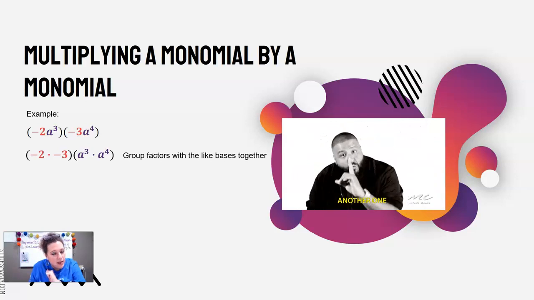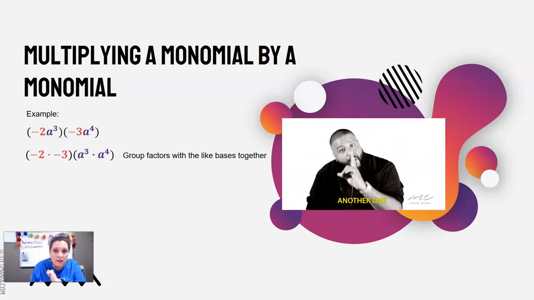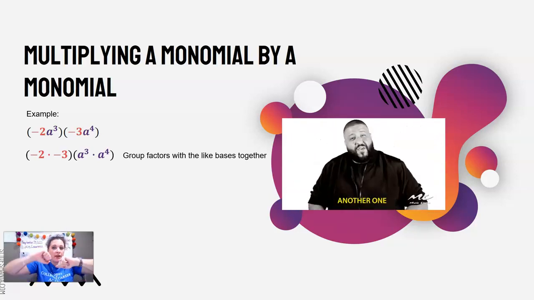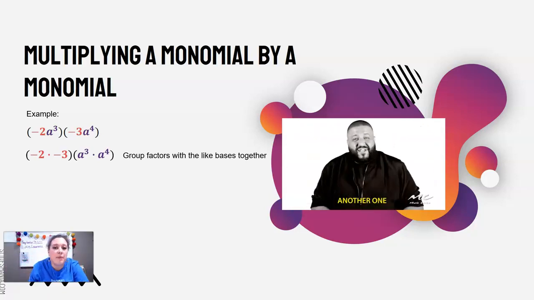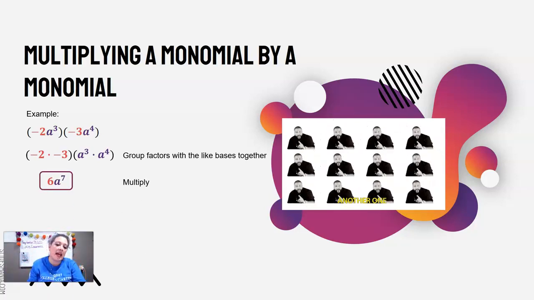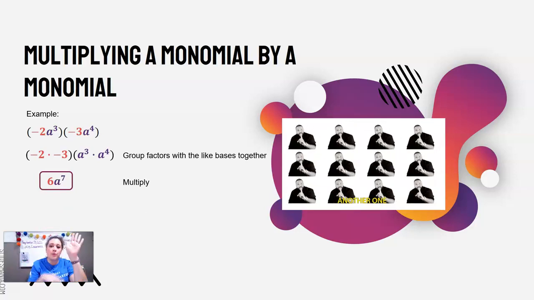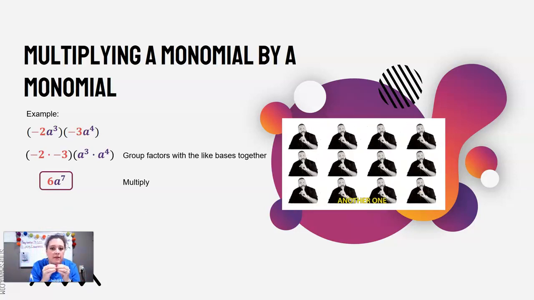So when we do the multiplication, negative 2 times negative 3, remember a negative and a negative is a positive. That becomes 6, and it's going to be 6a to the 7th power. Again, 3 plus 4 makes 7. That's where the 7 is coming from.